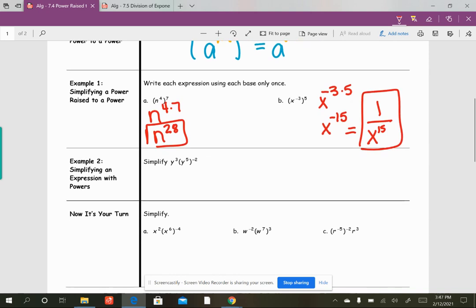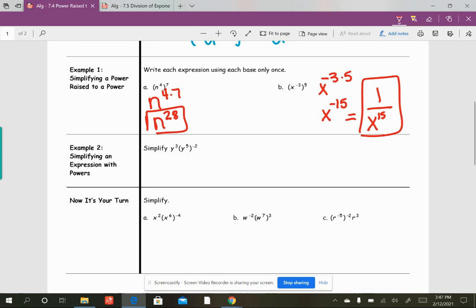All right. Let's look at example 2. So we have simplify y cubed times the quantity y to the 5th, and that is raised to the negative 2nd power. So think of y cubed. This is like your coefficient that's on the outside. We're eventually going to multiply it in, but we don't want to bring it in yet. So we just have y cubed times this information that is going on here. Y to the 5th raised to the negative 2 power.